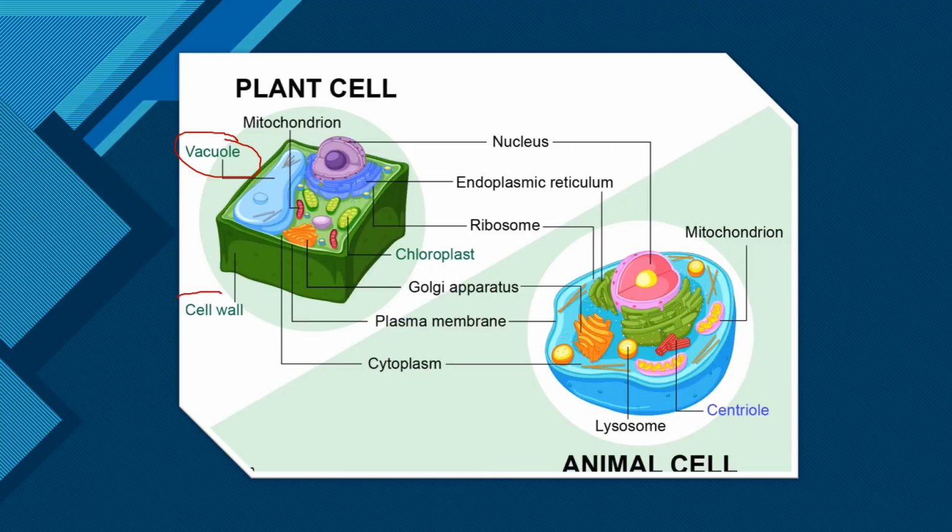As you can already see, we have the vacuole, the cell wall, and the chloroplast for the plant cell in green. This is because these three things are only found in the plant cell between it and the animal cell. So these three, the vacuole, the cell wall, and the chloroplast, are not found in the animal cell. And same with the centriole.